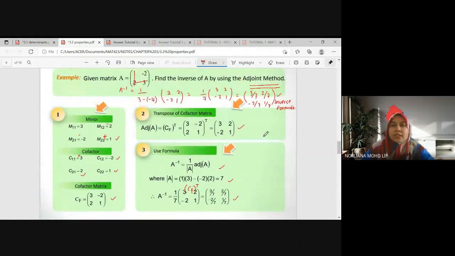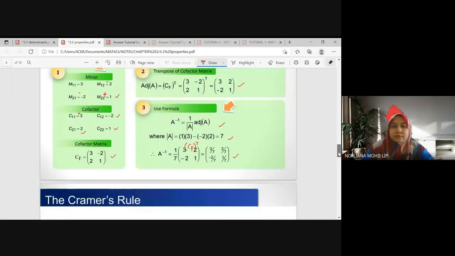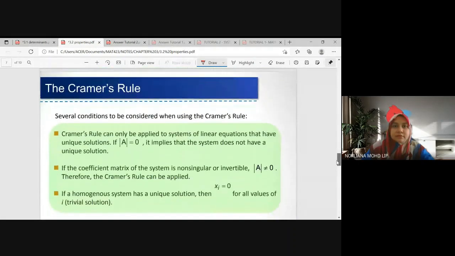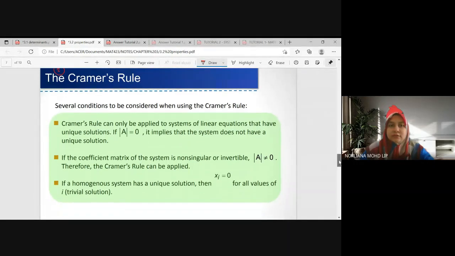This also applies for matrix size 3 by 3, the same method. We have to find the minor, the cofactor, and transpose the cofactor matrix. And last one, using the formula of the adjoint method. Okay, the second application is Cramer's rule. Cramer's rule is used to solve a system of linear equations.